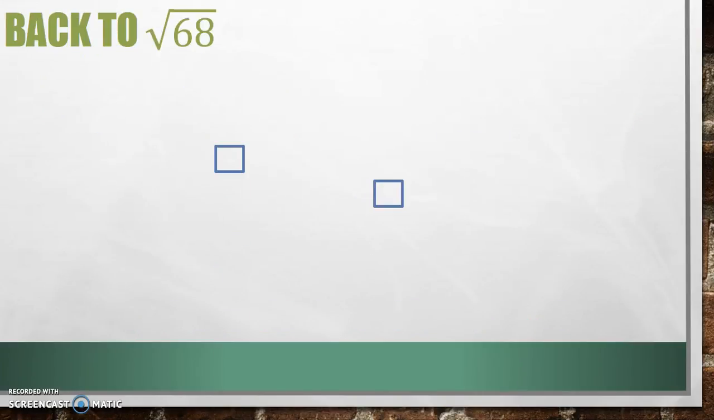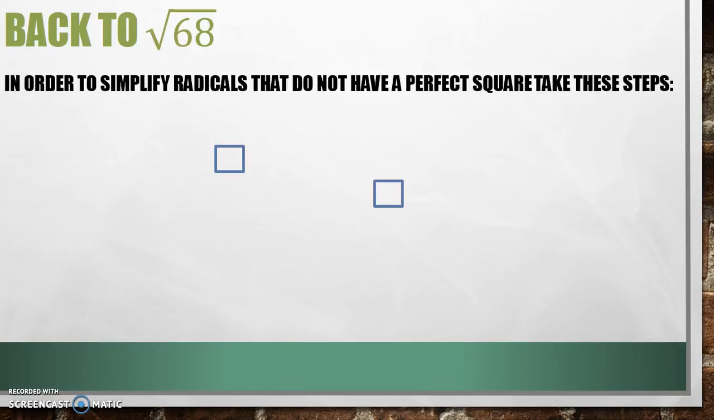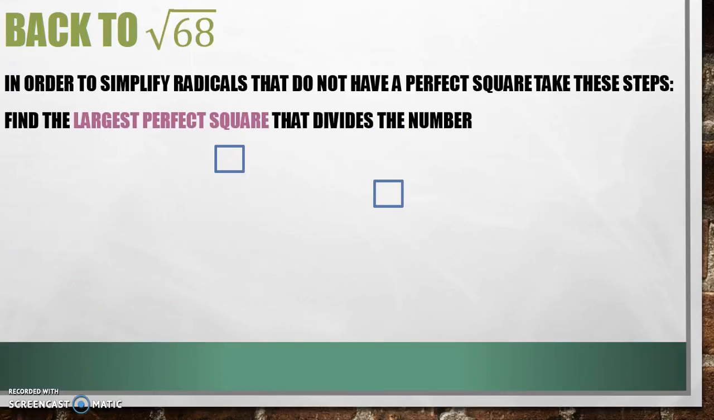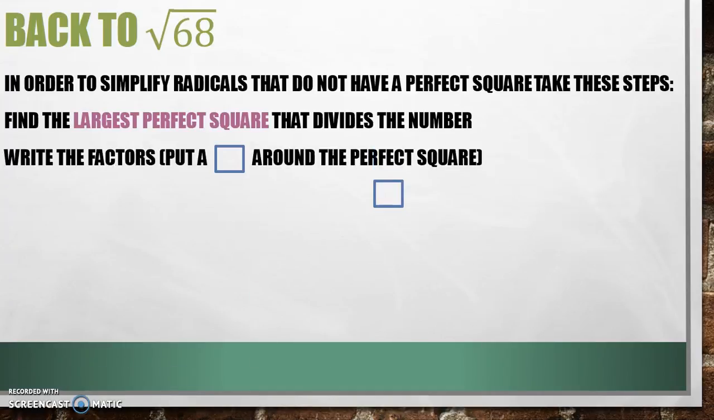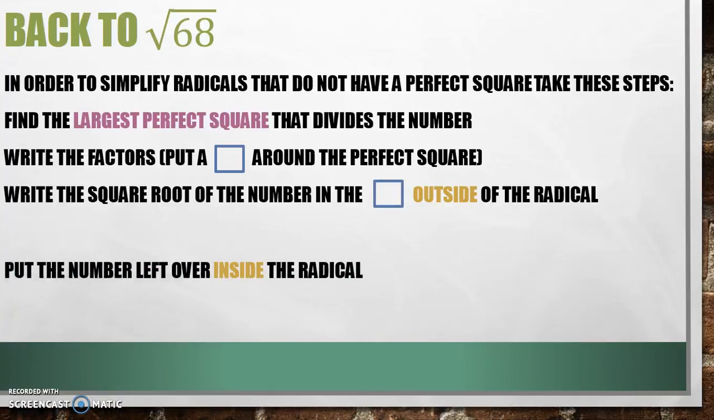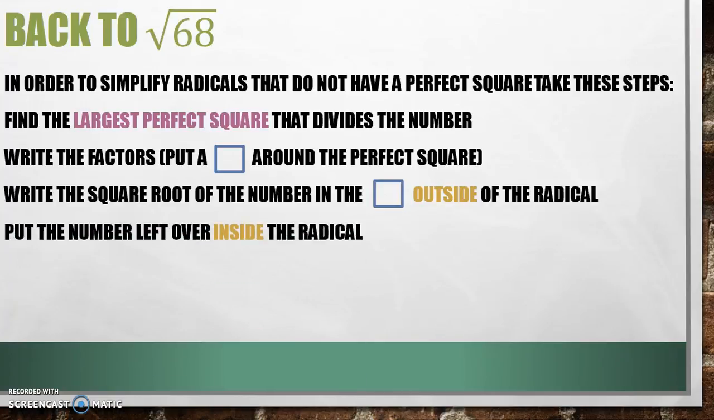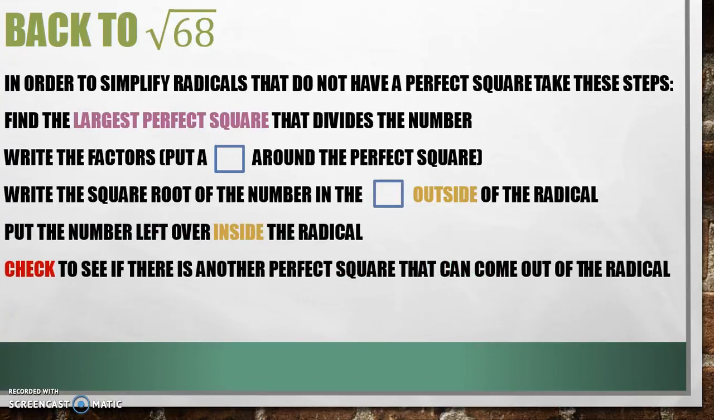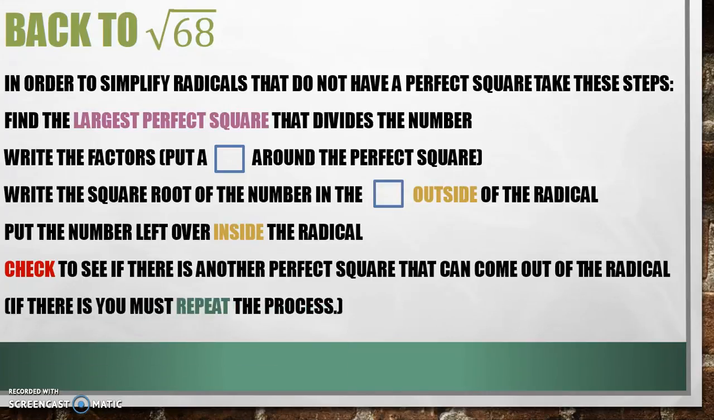So back to our square root of 68. In order to simplify radicals that do not have a perfect square, take these steps. Find the largest perfect square that divides the number. Write the factors and put a square around the perfect square. Write the square root of the number in the square outside of the radical, and then put the number left over inside the radical. Check to see if there is another perfect square that can come out of the radical. If there is, you need to repeat the process.